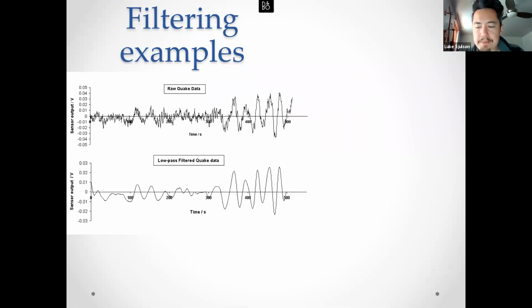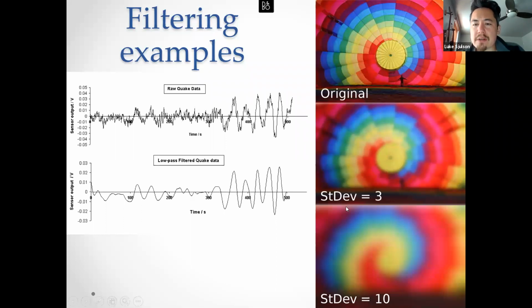Okay, here's another good example. You can do spatial filtering, so it doesn't have to be time and frequency domain. It could be space and spatial frequency. This is an example of low pass filtering, where the standard deviation here is the standard deviation of the Gaussian in pixels.